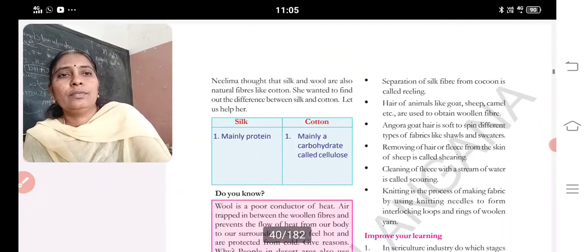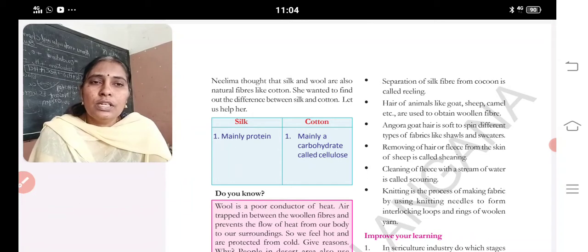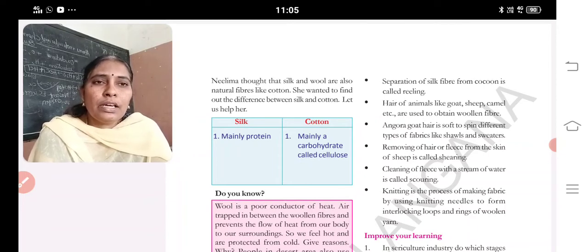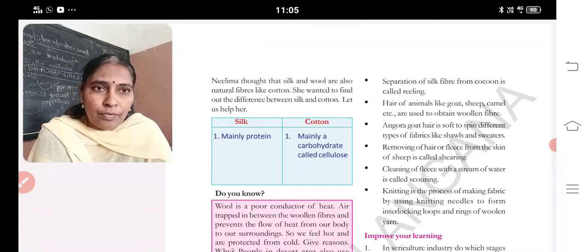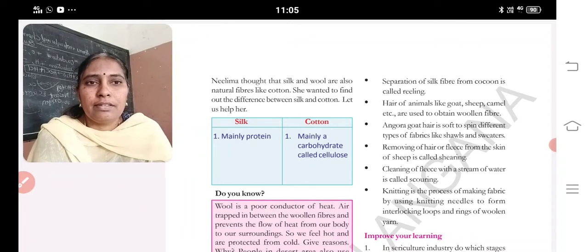And see, children, silk is mainly a protein, and cotton is mainly a carbohydrate called cellulose. So animal fiber consists of protein, and keratin is a protein present in animal fiber, and mostly plant fibers are carbohydrates.